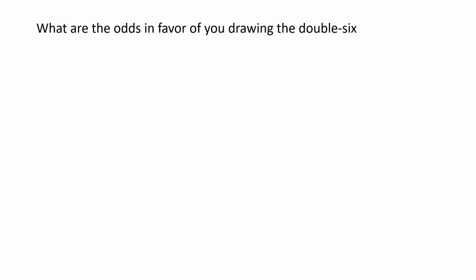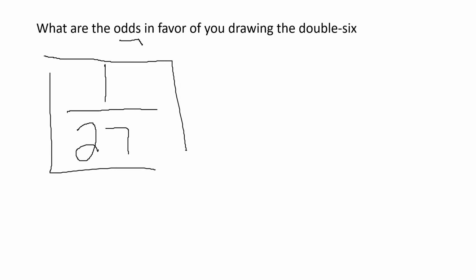The next question is based on the same one. It says, what are the odds in favor of you drawing a double 6? So if it's in favor of, that means you want it. The next problem says not in favor, I think of. So odds is what we want over what we don't want. So what we want is the double 6, and there's still only one option. In this set of dominoes where there's 28, if one of them is the double 6, that means there are 27 that are not the double 6, and that means my odds are 1 in 27.